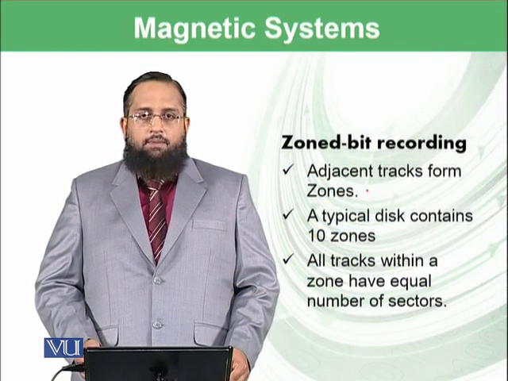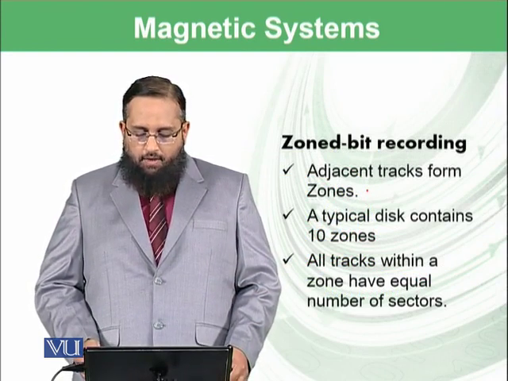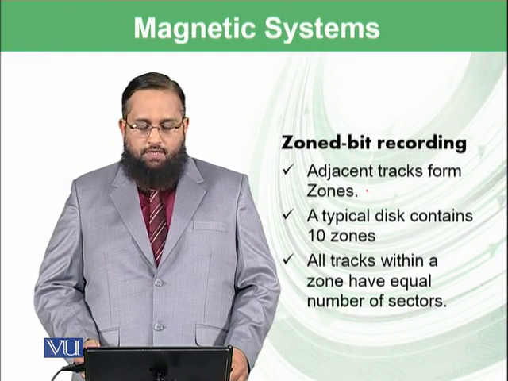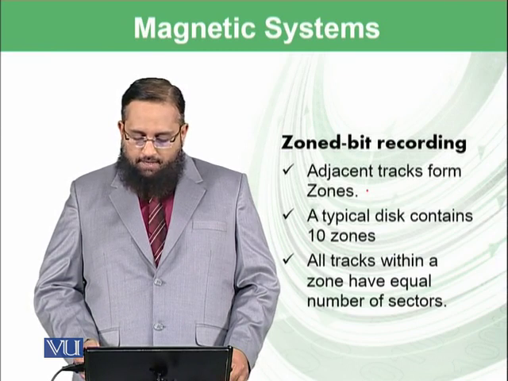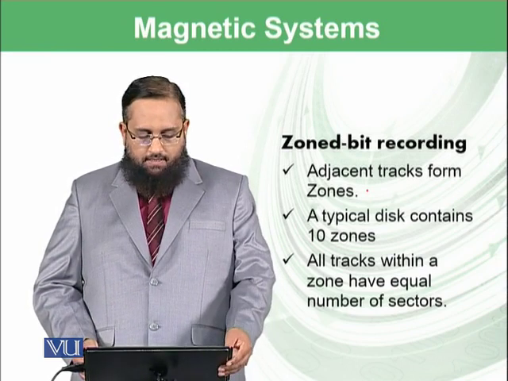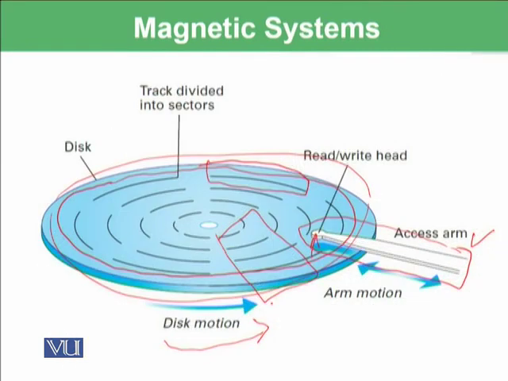Then there is a concept of zone bit recording. Adjacent tracks form some zones. A typical disk contains 10 zones, and all tracks within a zone have an equal number of sectors. If I let you see the zones, for example, these are the corresponding or adjacent sectors, and they can form a zone. So the read-write head coming in this direction can read data from the adjacent sectors. This reduces the time to read and write the data.